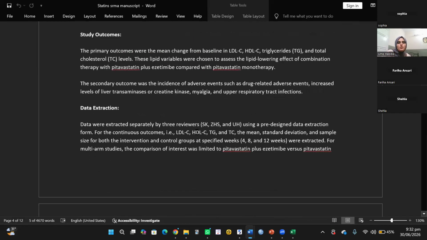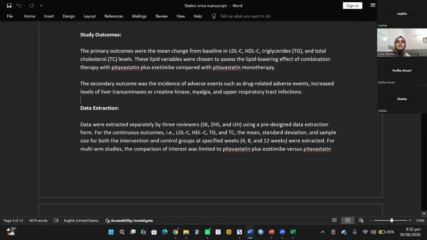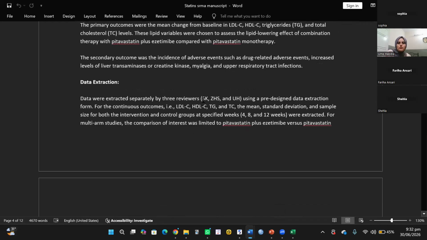Then you tell them about your outcomes. What outcomes were you assessing? You just tell them. Then data extraction. How did you do data extraction? You have to write the initials of the people who conducted it, right? Data were extracted by 3 reviewers with a predefined extraction form.